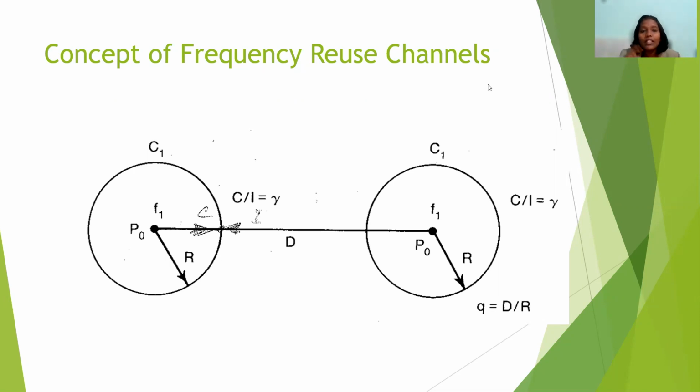But when we are using the same frequencies in different locations, the system should be designed in such a way that no interference occurs. The interference which occurs in this frequency reuse concept is co-channel interference. For example, this is one cell site C1, and this is another cell site, the same C1, but in a different geographical area. D is the distance between the two geographical areas.